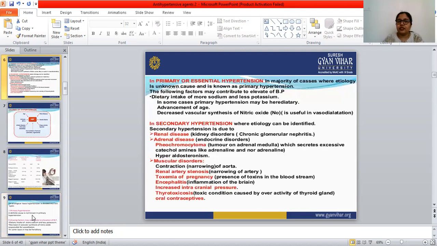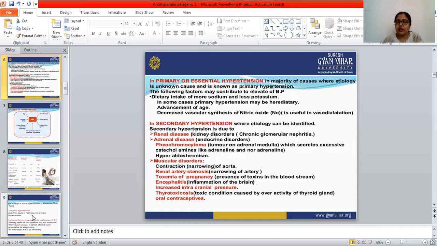In the primary or essential hypertension, in the majority of the cases the etiology is unknown. The etiology is unknown in primary or essential hypertension, and it is caused by an unknown cause. The following factor may contribute to elevate the BP: dietary intake of more sodium and less potassium. If you are taking more sodium and less potassium, then there is a chance of hypertension. That is known as primary or essential hypertension, meaning the etiology is unknown.